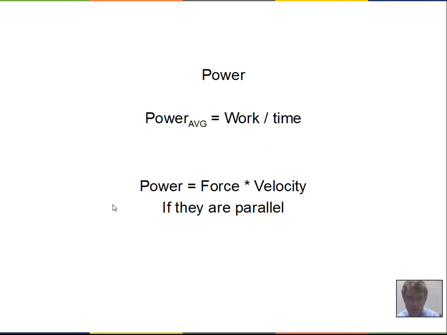Power has a simple definition. Power is work divided by time, and then this would be the average power. And then for an instantaneous power, we can take force times velocity. We'll save that for future discussion.